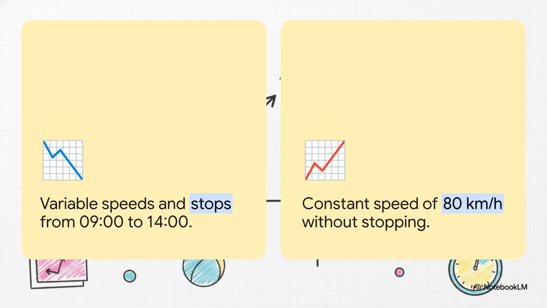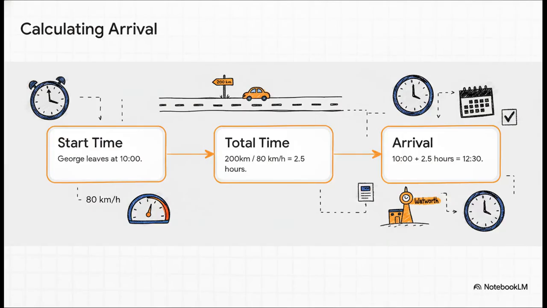What does that mean for us? It means George's line isn't going to be jagged at all. It's going to be one continuous, perfectly straight, diagonal line from the absolute start all the way to the finish. To actually plot George's line, we need to figure out exactly when he crosses the finish line. Let's just walk through the math step by step together.